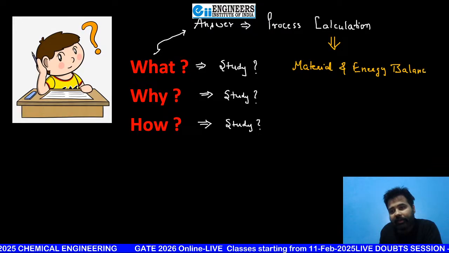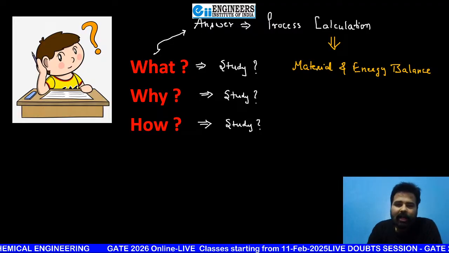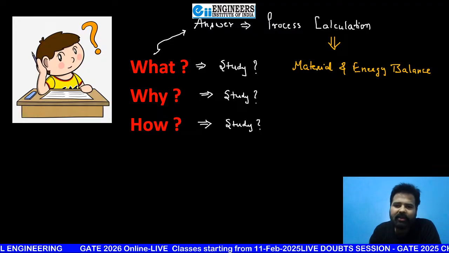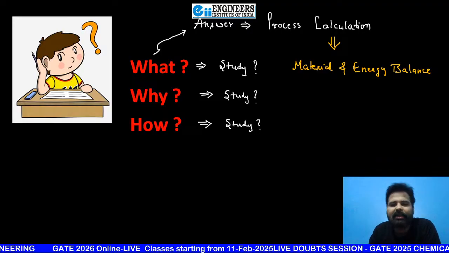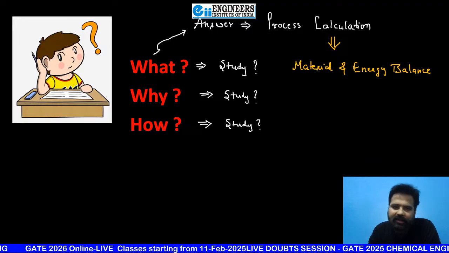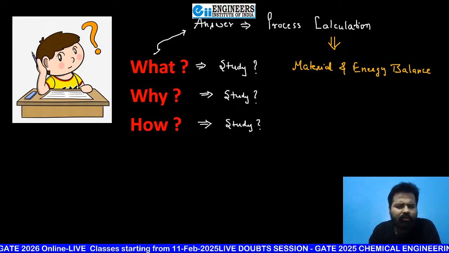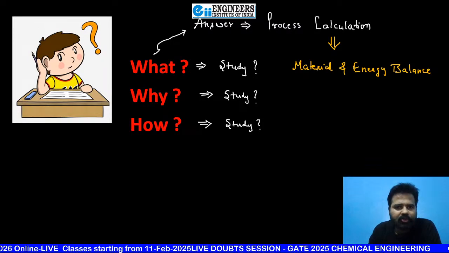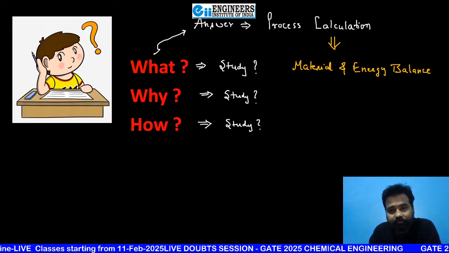Material and energy balance. So what is process calculation? With the help of its name, you can see that in this subject you are going to learn material balances and energy balances. What is a material balance? How can we take a material balance? With the help of the law of conservation of mass: mass can neither be created nor be destroyed, it can only transform from one form to another form.